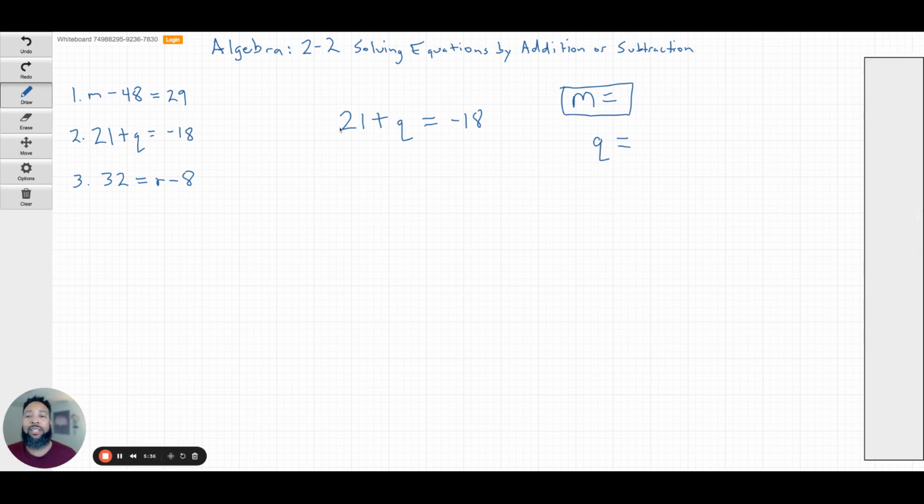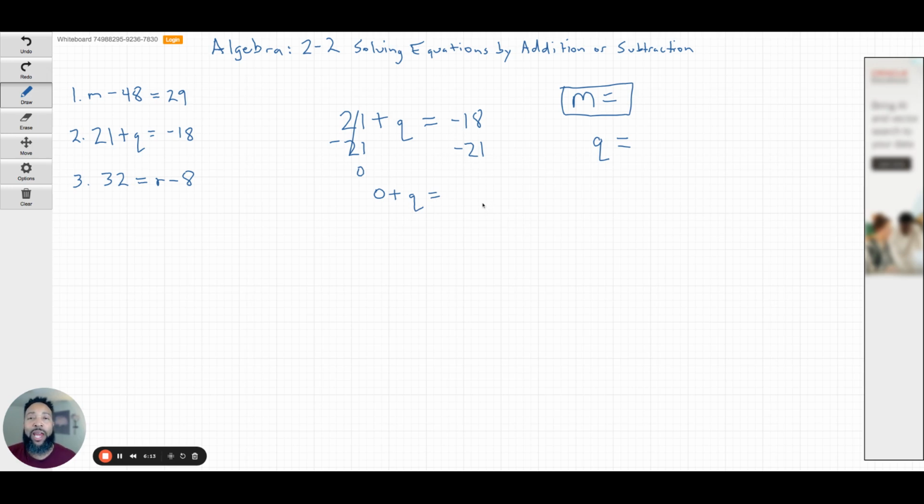Q is connected to 21. How is q connected to 21? It is added to 21. So in order to get rid of the 21, we need to, guess what, minus 21. And when we minus 21 on the left side, we have to minus 21 on the right side also in order to keep the equation equal. So now when we minus 21 on both sides, we have 21 minus 21, that is 0. So we're left with 0 plus q equals negative 18 minus 21.